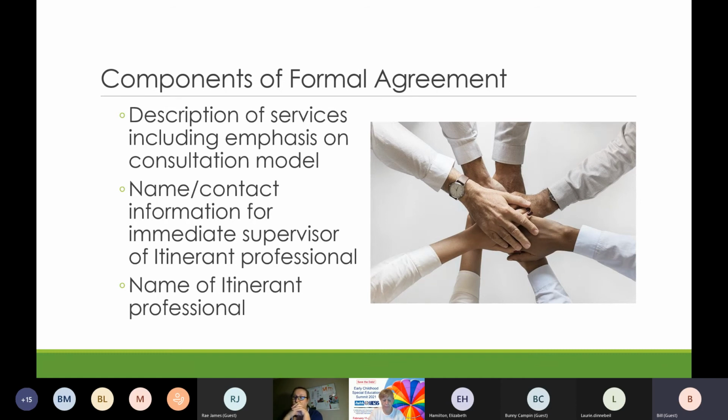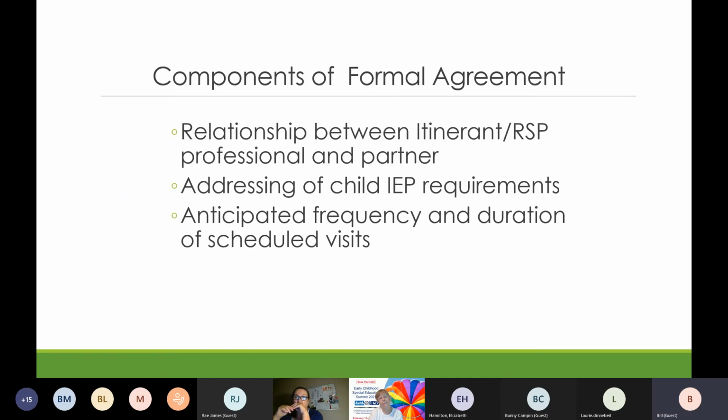But the point of the matter is, once again, public communication of the model of consultation and how things will differ in a consultation model from traditional practice. Next slide, please. Yeah, some discussion about frequency and duration of visits. Of course, from day 1 to day 180, that can change, but that's fine. We have to have a starting point in terms of general expectations. You're not going to be there 5 days a week. We can be assured of that. Next slide, please.